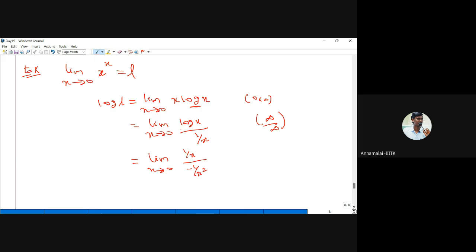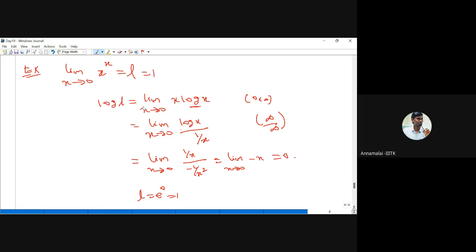Okay, now we can cancel it. We'll get the limit as x goes to 0 of minus x. Okay, this is nothing but 0. So this is actually log L equal to 0. Therefore what is L? e power 0. So therefore it's nothing but 1. Therefore the limit value is nothing but 1.